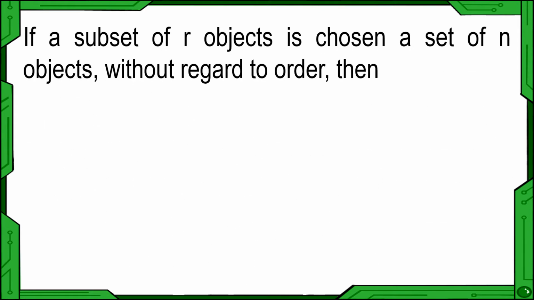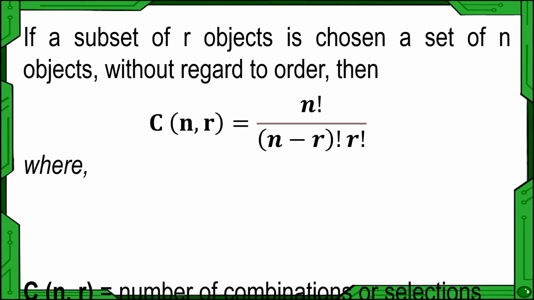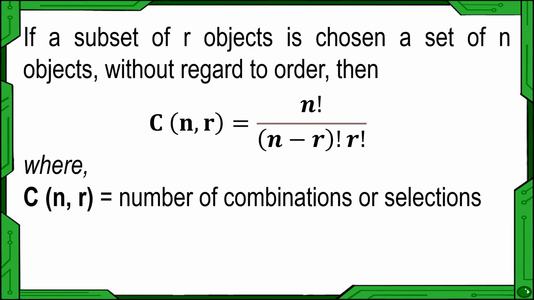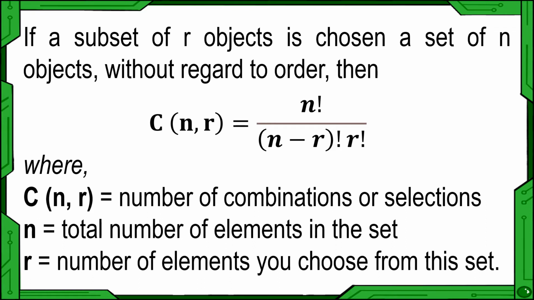So let us have the formula for combination. If a subset of R objects is chosen from a set of N objects without regard to order, then combination of N and R is equal to N factorial over the difference of N and R factorial multiplied by R factorial, where combination of N and R is the number of combinations or selections, N is the total number of elements in the set, and R is the number of elements you choose from this set.